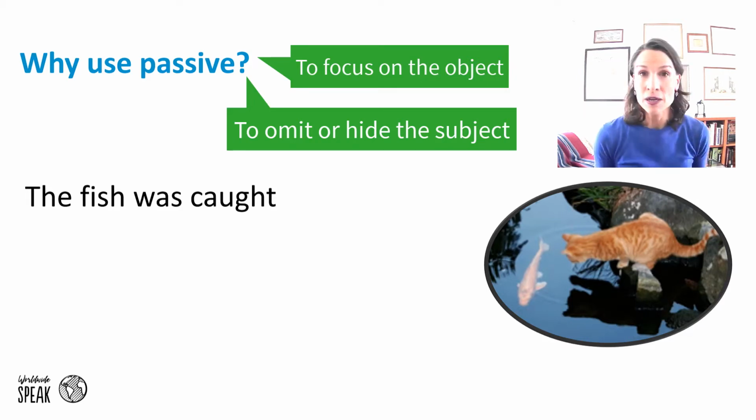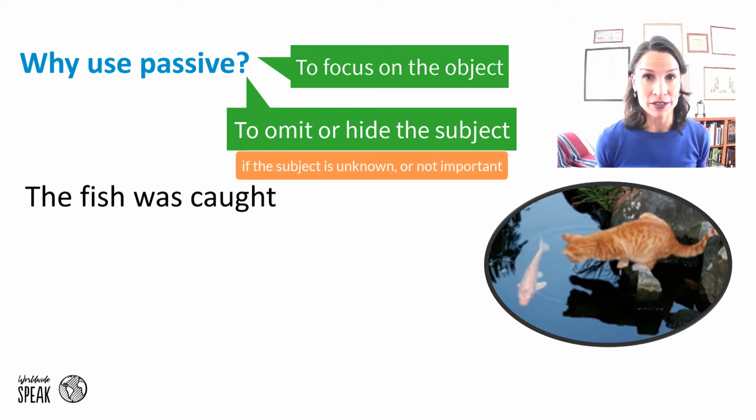Why would I do this? Well, maybe I only want to talk about the fish. Maybe I don't know how the fish was caught, and so I won't say the fish was caught by something or someone. I'm going to hide the subject because I don't know it. Or maybe I want to hide it because I just don't want to talk about it. Or maybe it's not important.